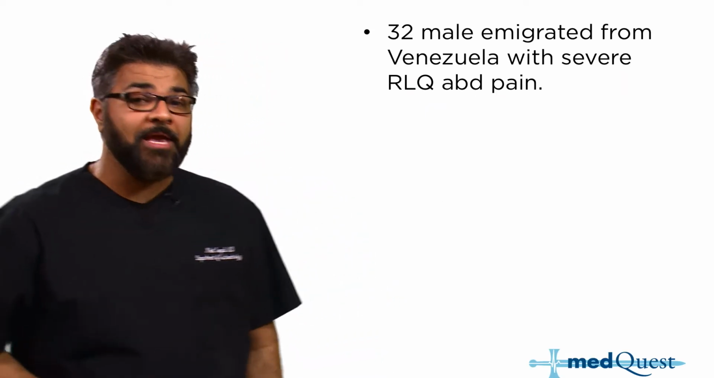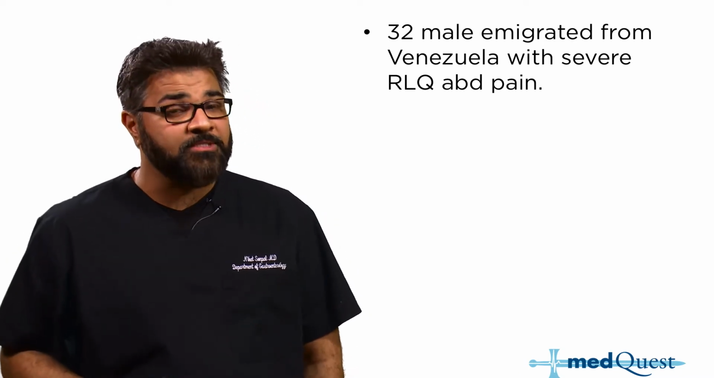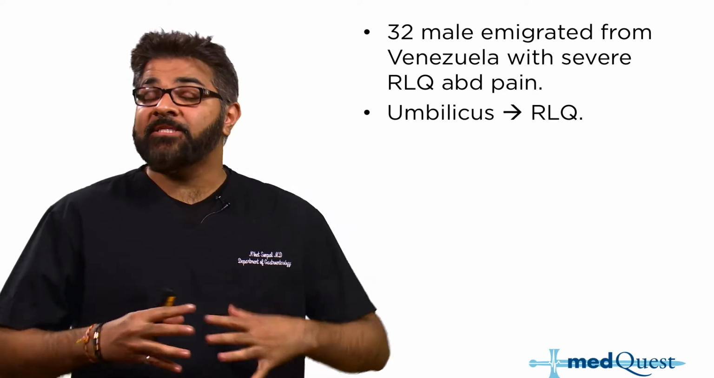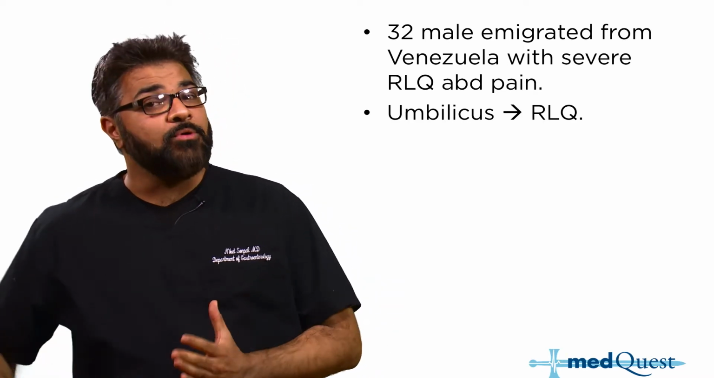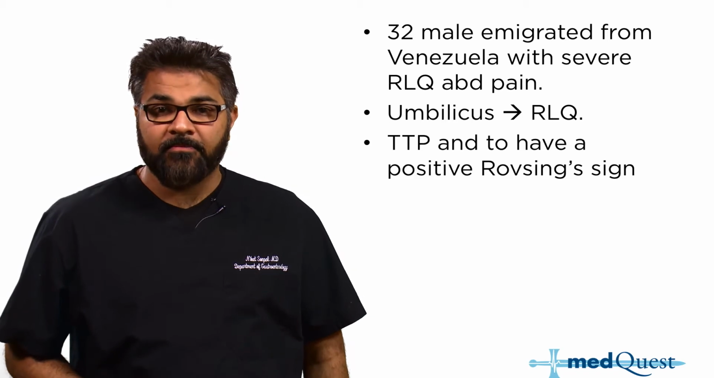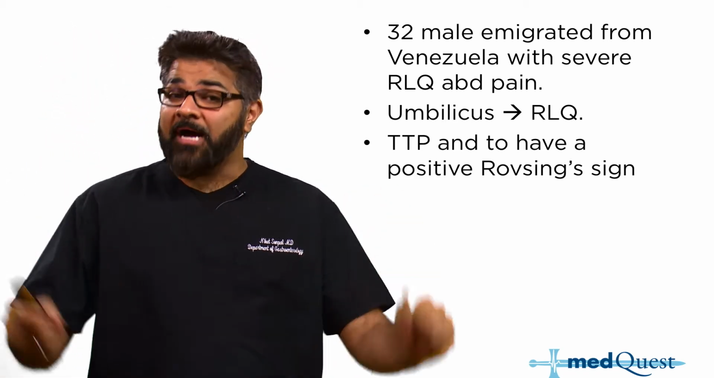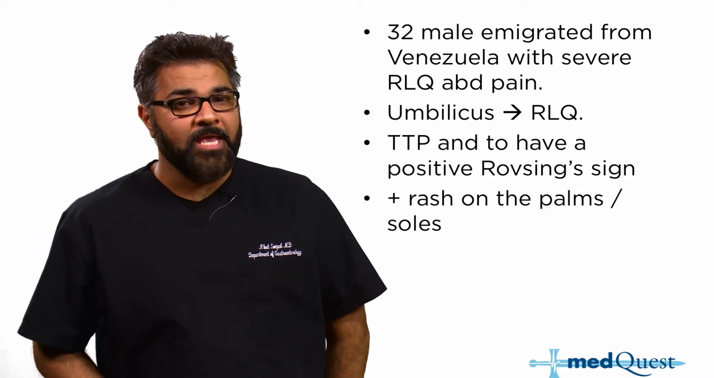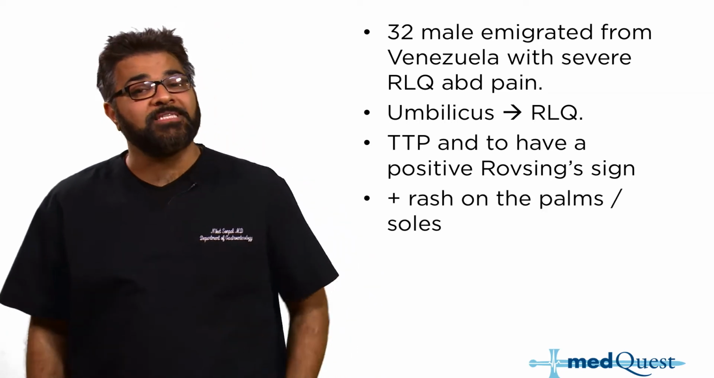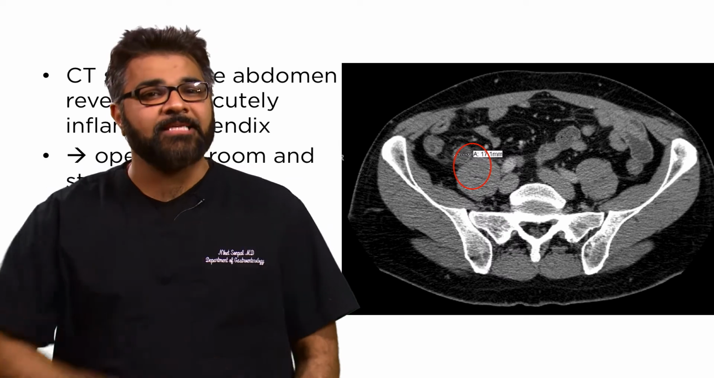You have a 32-year-old male who recently emigrated from Venezuela with severe right lower quadrant abdominal pain upon presentation. He says the pain started around his umbilicus and moved to his right lower quadrant. He's tender to palpation in the right lower quadrant, and he has a positive Rovsing sign. He has a rash on the palms and soles of his hands, and they get a CAT scan.